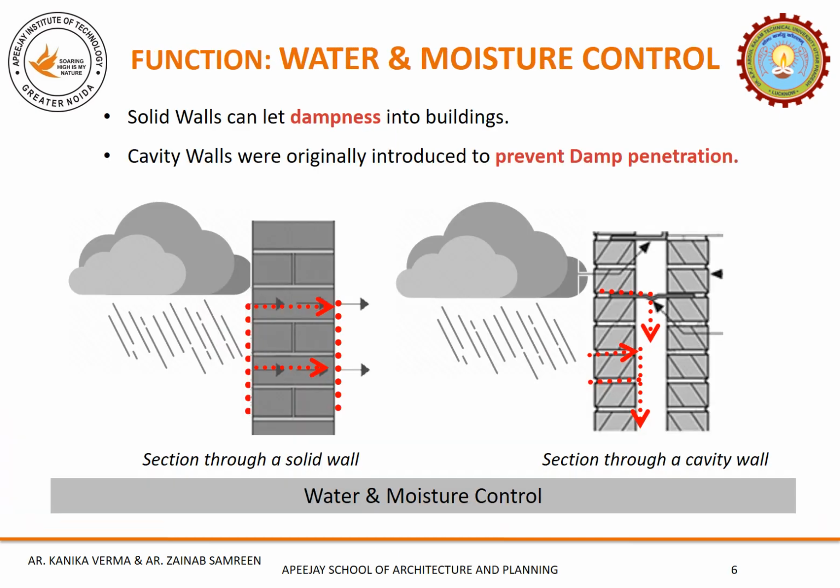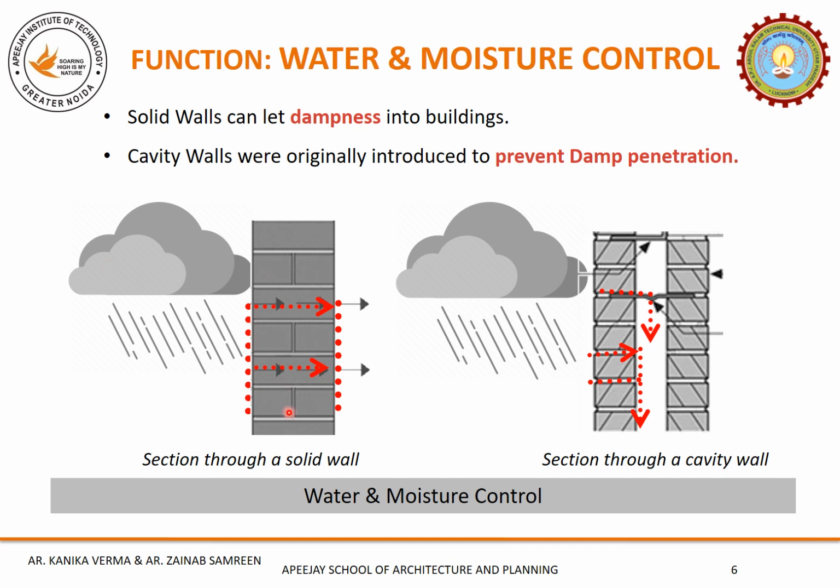If you can see, there are two walls. We have put two sections here. The one section is of a solid brick wall and the other section has been cut through a cavity wall. Now suppose you have a 4-inch masonry or a solid wall. This type of wall is not impervious to the penetration of moisture. It lets the dampness into the buildings from outside to inside.